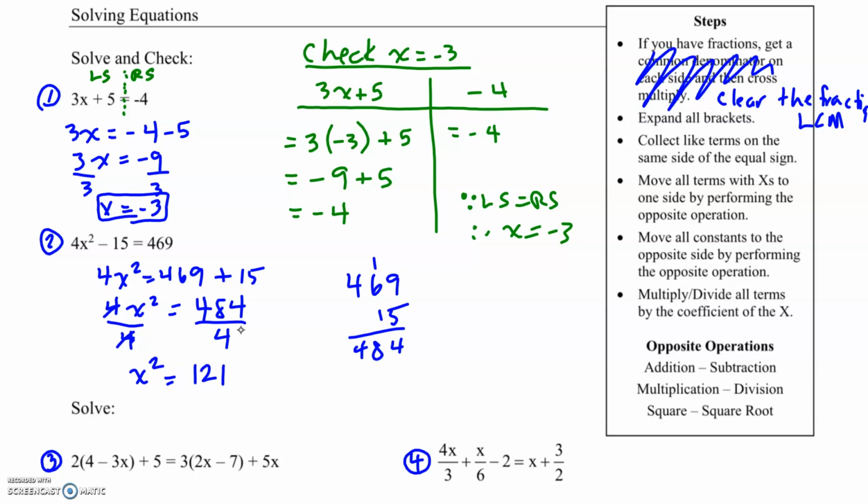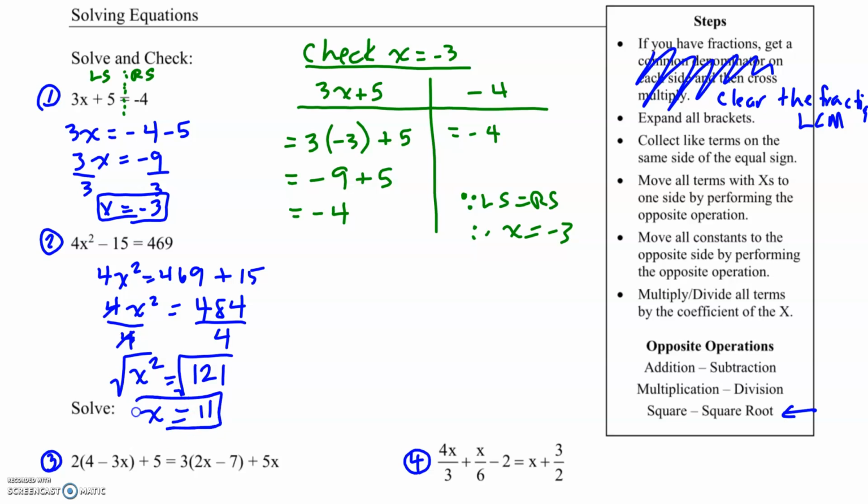Now we don't want x squared, we want just x, so we have to think what's the opposite of squaring, and if you forget, it's down here. Opposite of squaring is square root, so I will square root both sides, and then x equals the square root of 121, which is 11. I probably should have mentioned that at the bottom we're using opposite operations, so we know adding and subtracting are opposites, multiplying and dividing, and square and square roots.